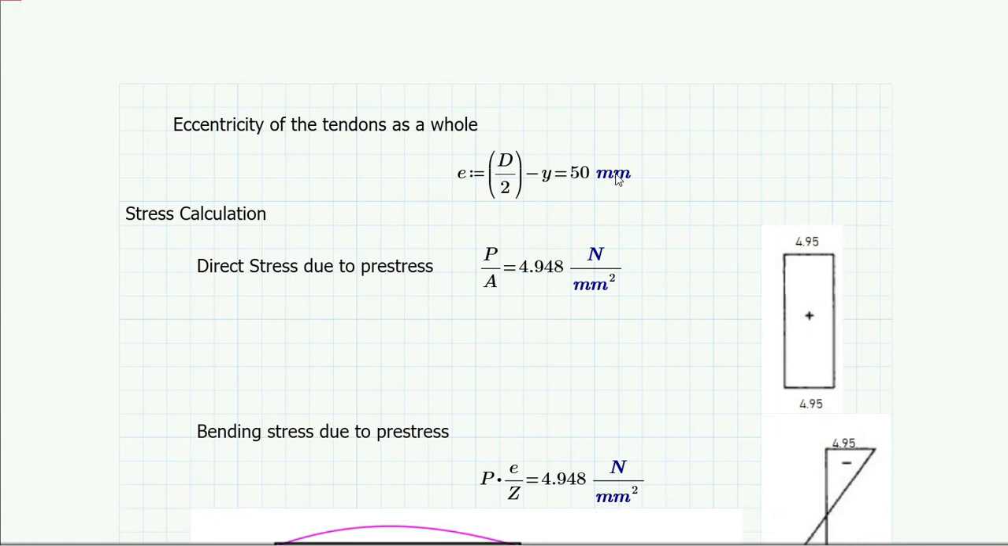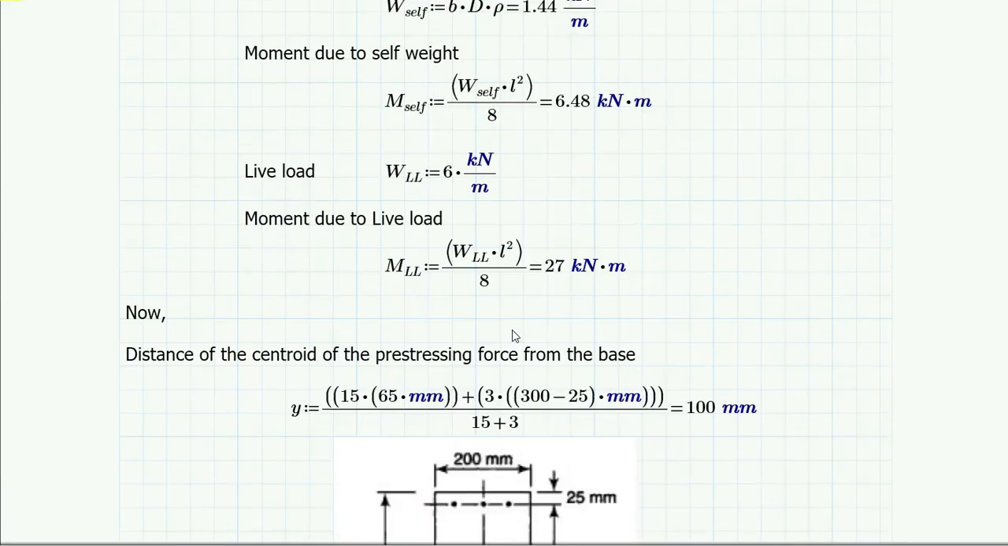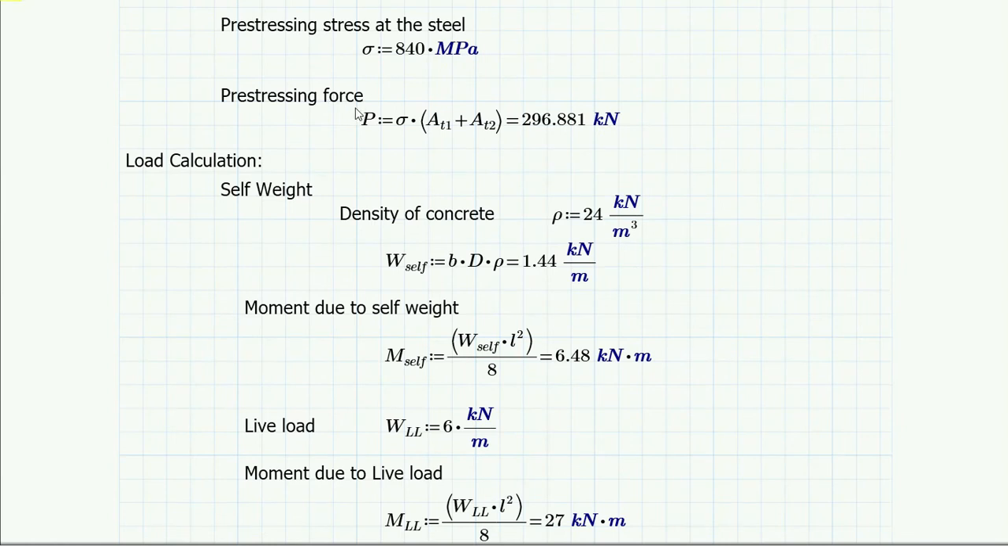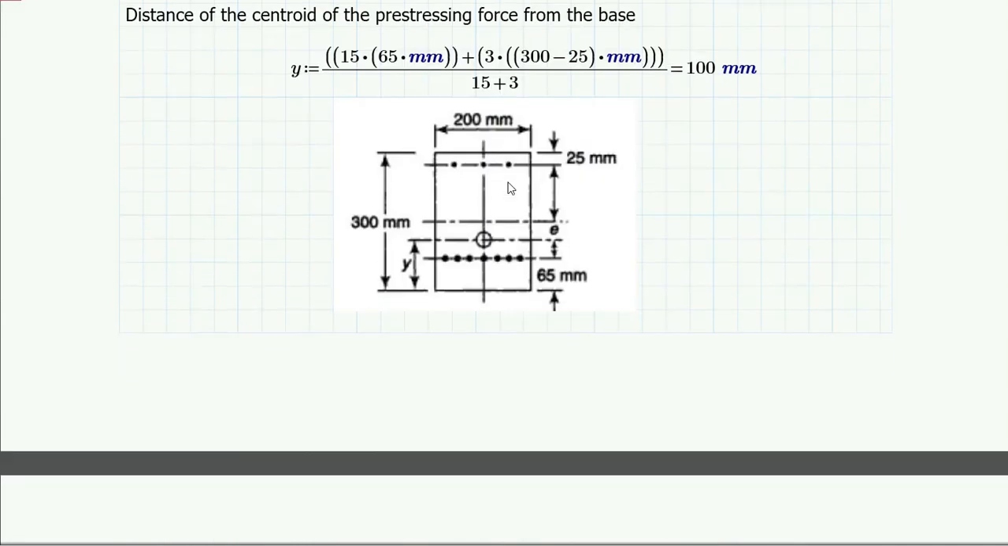Now the last portion is to find out the stresses, so stress calculation. First of all, we have the pre-stressing force, which is given by P. What is our total pre-stressing force? The total pre-stressing force is 296.881 kilonewton.